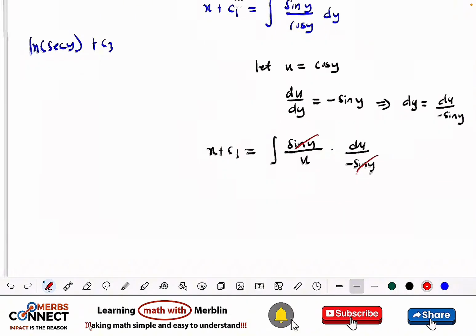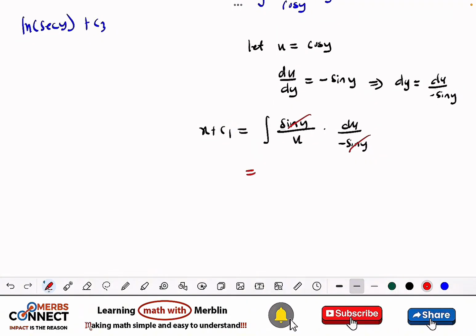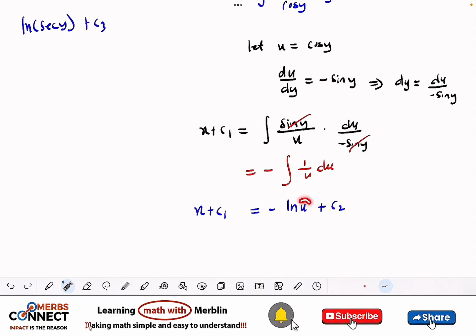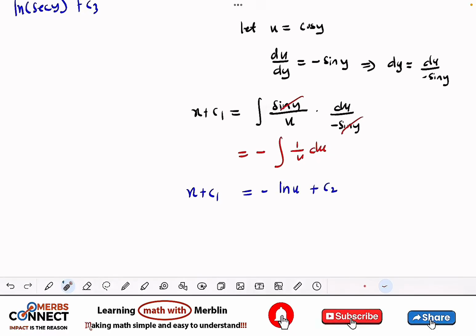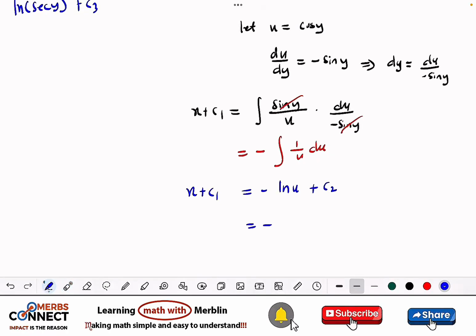And then the magic will happen. This will cancel this. So we are going to have minus 1 over u du, right? And then when I integrate 1 over u, since the degree of this one is 1, I'm going to have ln u plus c2. But the question is, now what is u? u is cos y. So this is going to give us minus ln of cos y plus c2.